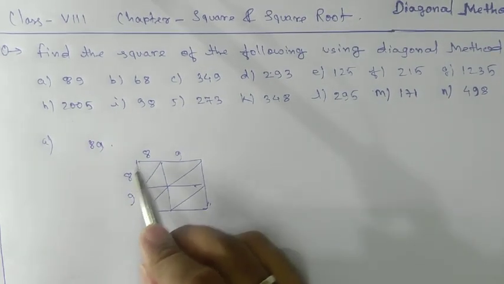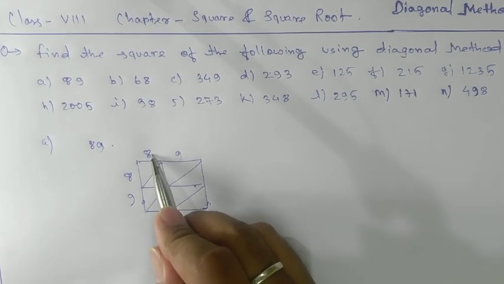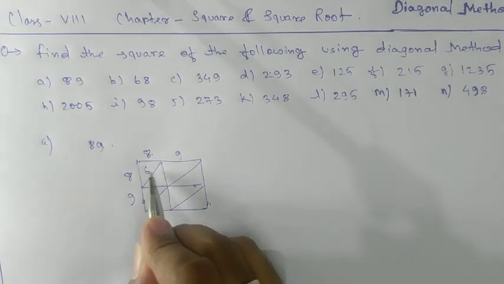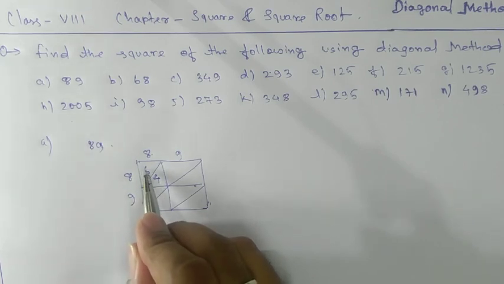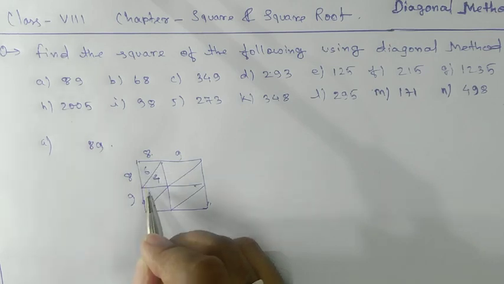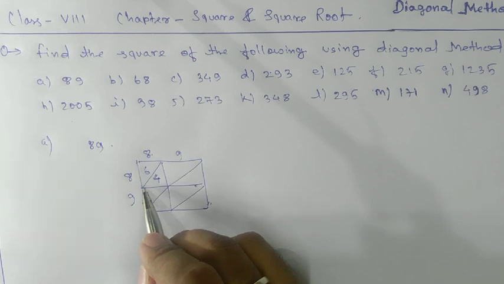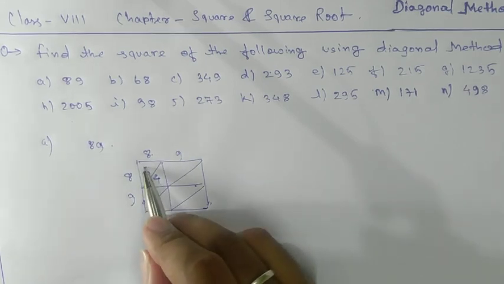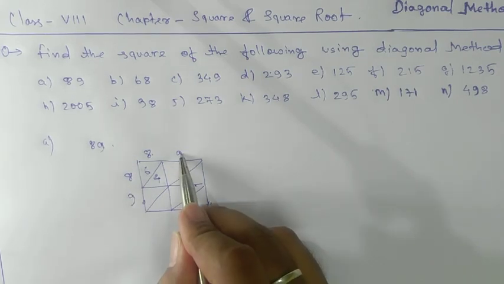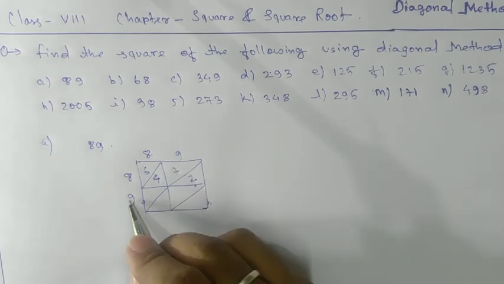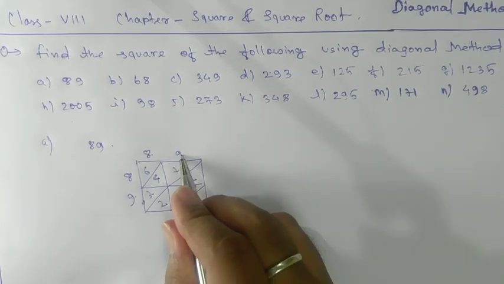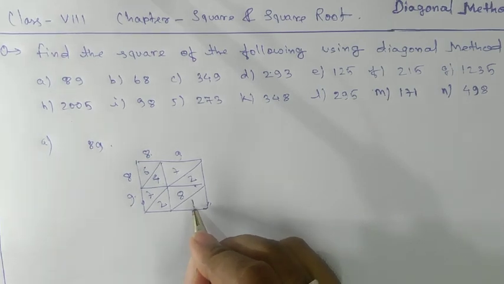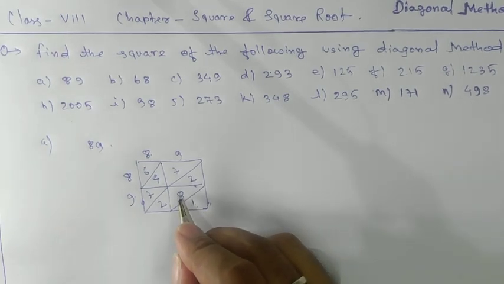Now what we're going to do, multiply. 8 8s are 64. So we are getting 64, so the unit digit should be at the bottom part and the tens place digit should be at the top part, that means the upper triangular part. This is lower triangular, upper triangular. 8 and 9 are 72. Take 7 here and 2 here. Next, 9 8s are 72. 7 here, 2 here. 9 9s are 81. 1 at the bottom triangular and the tens digit, that is 8, on the upper triangular part.